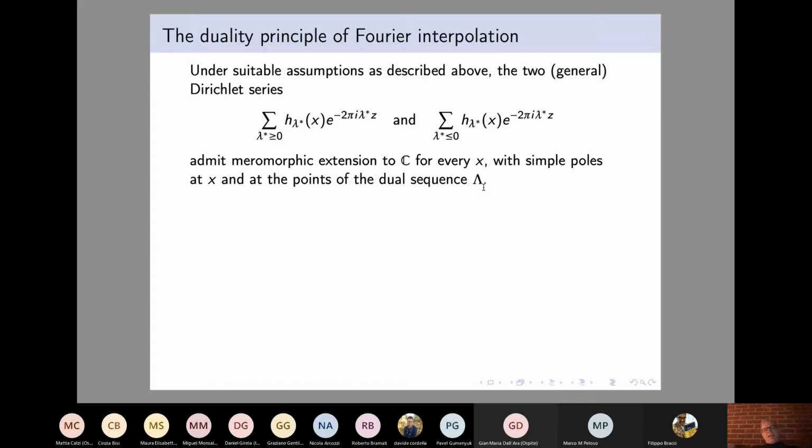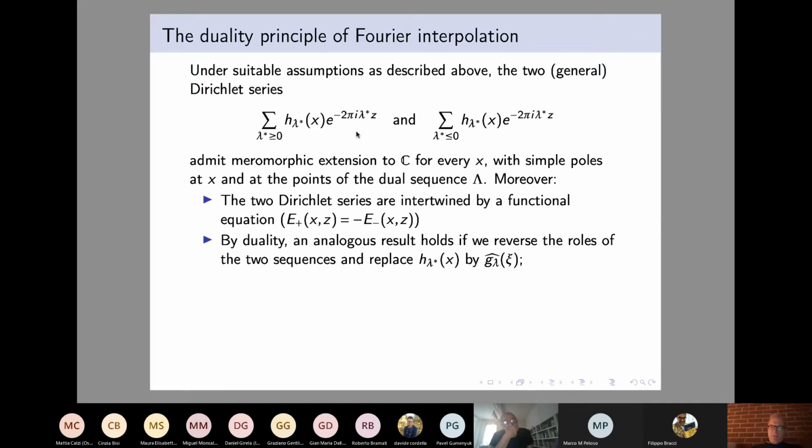So the duality can be expressed in terms of these Dirichlet series and in terms of their meromorphic extension and the poles of the meromorphic extension. So it's something very similar to what we saw with Zeta. There are two things to say.